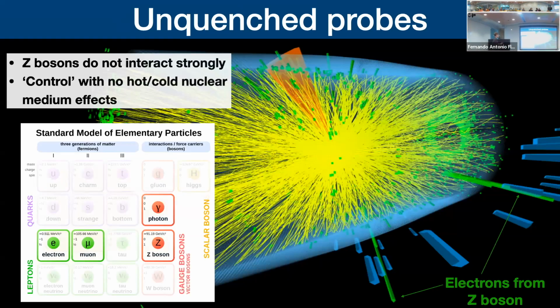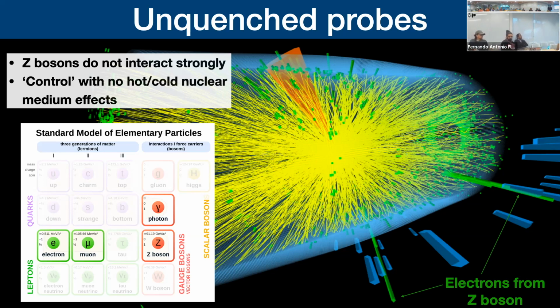So another tool we have in heavy ion collisions is to use probes that have no color charge. So for example, in the standard model, the photon and the Z boson don't have any color charge. So they're expected to more or less pass through the quark-gluon plasma without interacting with it very strongly. Also the electron and the muon, which are the decay products of the Z boson, are a similar story.